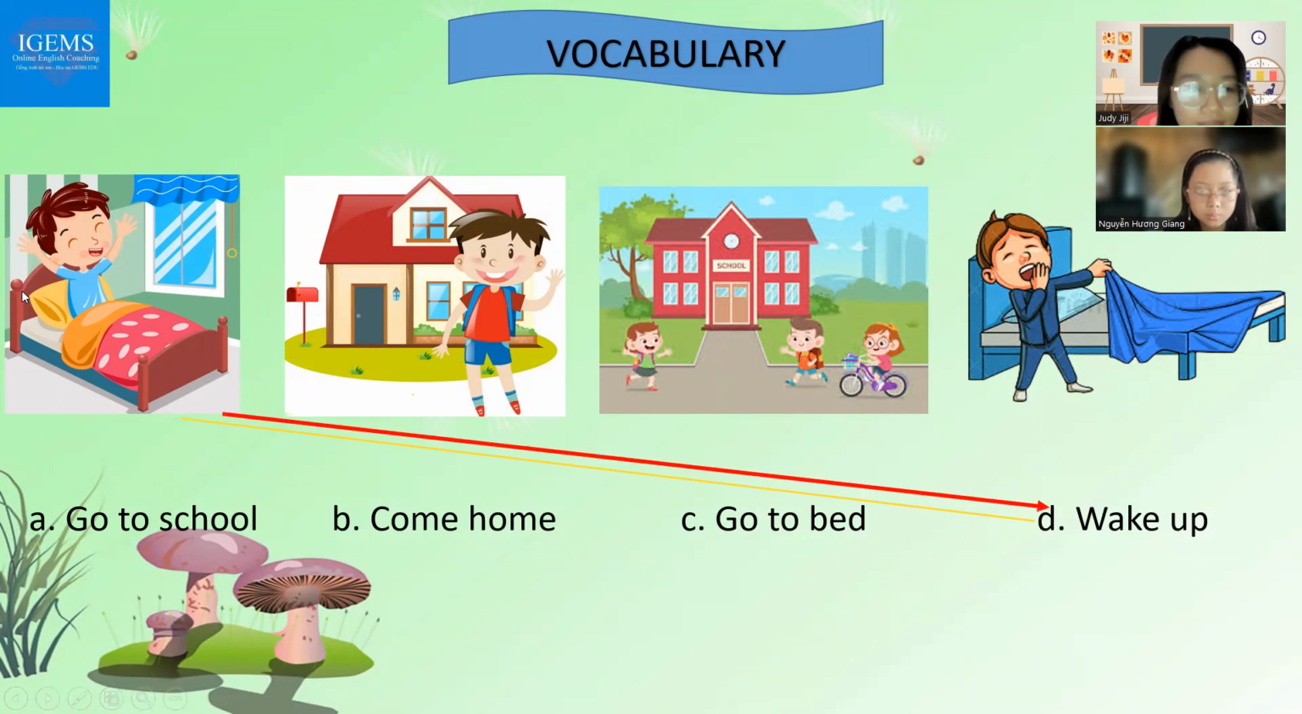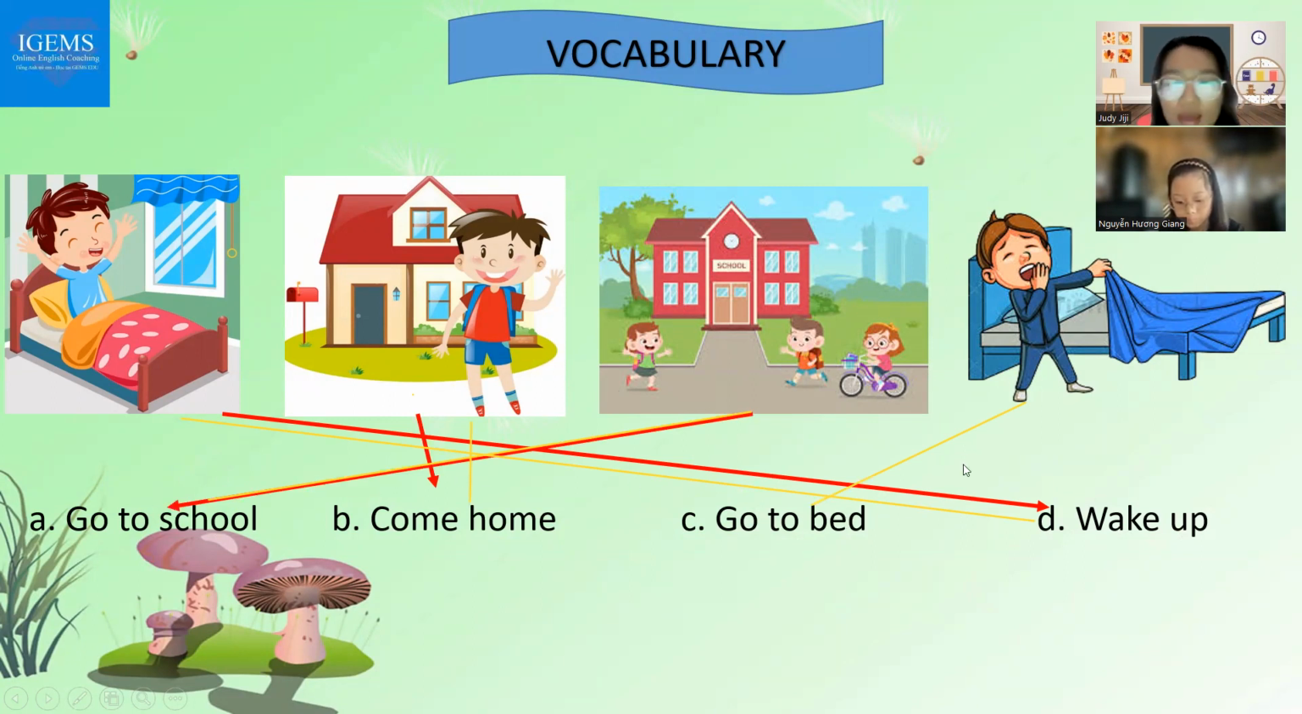One, wake up. Okay, that's right. 1D. 3A. That's right. B is come home. 3 is go to school, and number 4 is go to bed. Okay. So this one, you've done it correctly. So you have got 4 points in total.